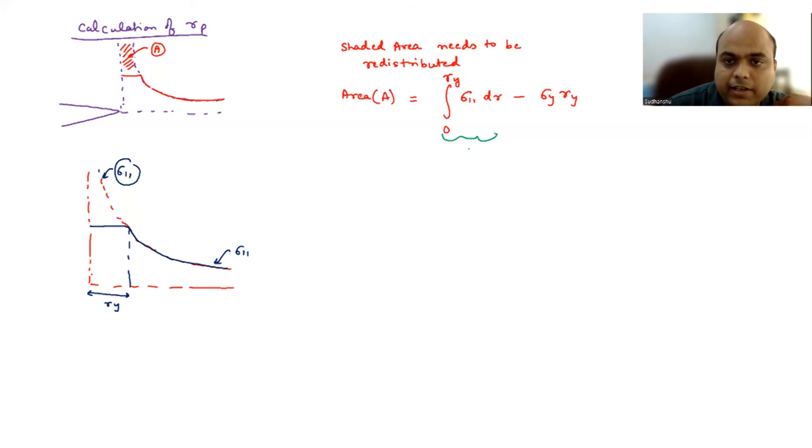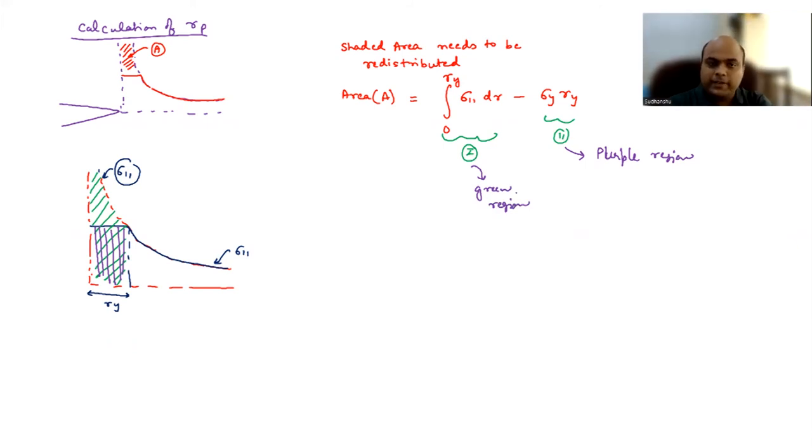if I denote this, say, number 1 and number 2, number 1 is the green shaded and number 2 is the purple one. So this area is the purple region and this is the green region. To calculate the green region, we are integrating that particular curve, sigma 11 dr, from 0 to RY, and then subtracting this area with the purple shaded region, which is a rectangle, that is sigma y into RY. So let's now do that.